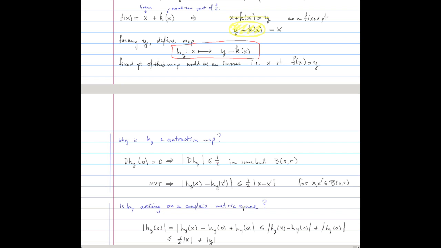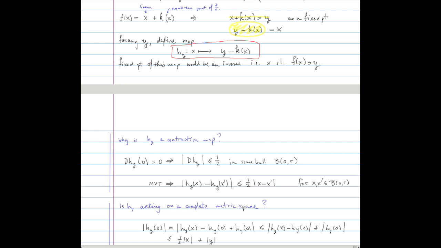And that means that if we choose any 2 points in that ball, then their distance will be decreased when you apply h_y, because the derivative of h_y is small. So the mean value theorem tells us that the distance between the resulting 2 points is less than or equal to 1/2 times the original distance. And so that is showing us that it is in fact a contraction map.